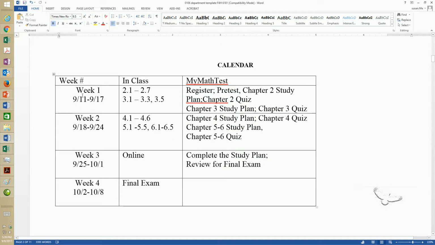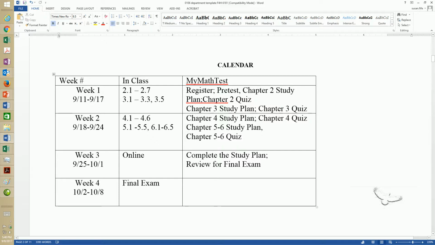On the calendar, notice that I've denoted the sections taught in class and what the student should do on My Math Test. And because you're only meeting with them 2 weeks in class, I suggest that each day you cover one of the 4 topics. We have multiplying and dividing fractions, reducing fractions. We have adding and subtracting fractions. You have decimals, adding, subtracting, multiplying, and dividing. And then this is ratios and proportions and percentages.